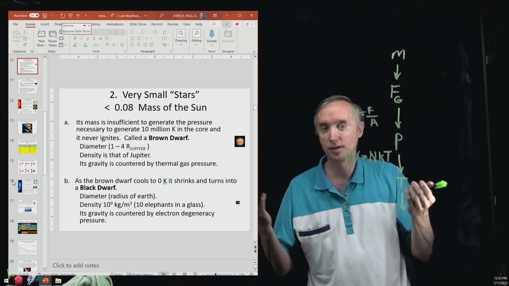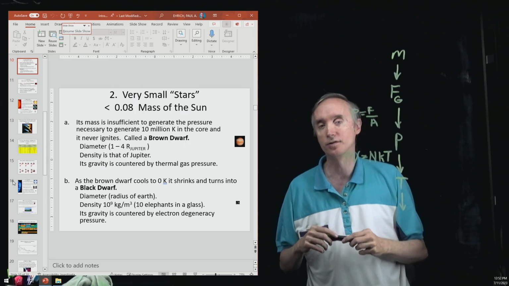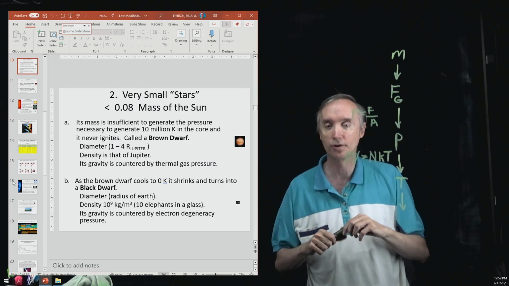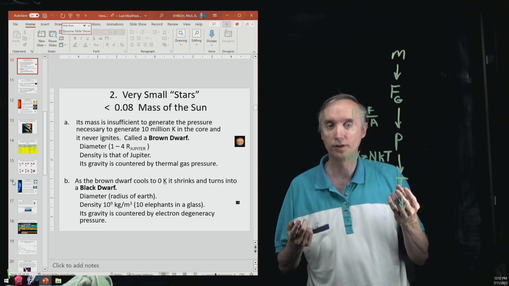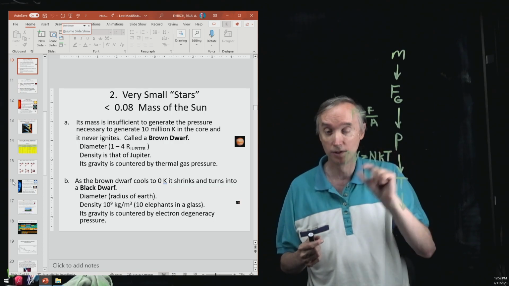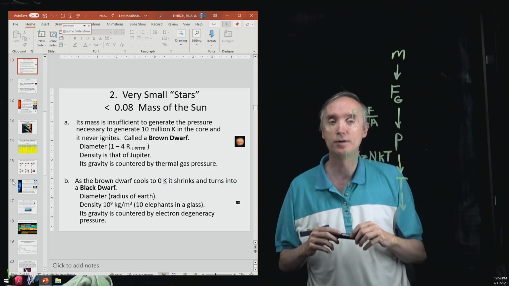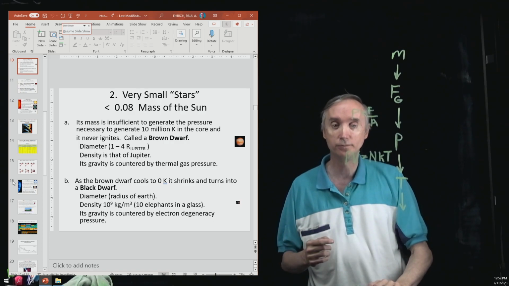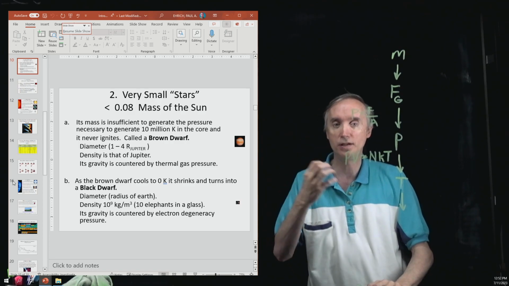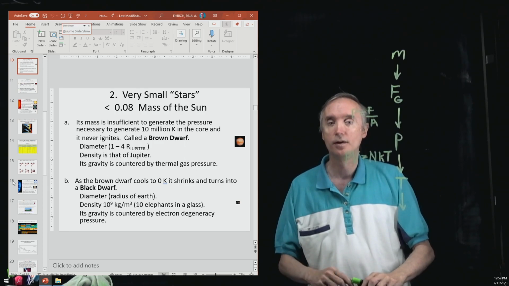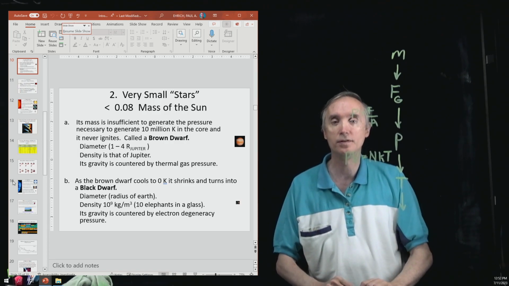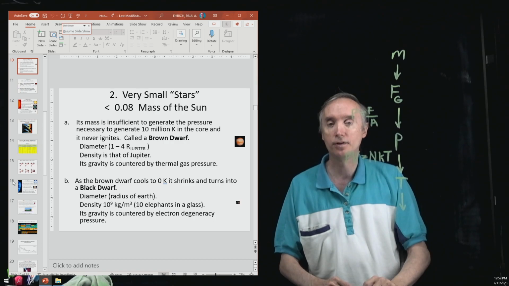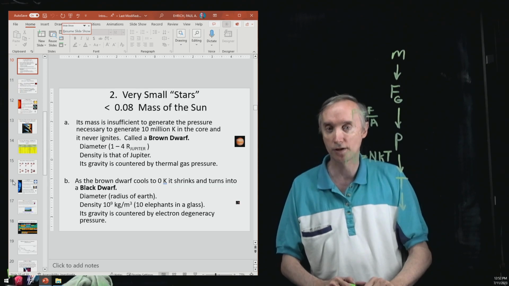Well, it's a matter of what you want to call it. So I'm going to say that Jupiter is a failed star, that if Jupiter had had more mass, Jupiter would have ignited and turned into a small star. It would have been visible during the daytime, but it's not like it would have given off too much heat onto the Earth. The density of these brown dwarfs is going to be the same as the density of Jupiter, and the gravity of this object is going to be countered by thermal gas pressure.